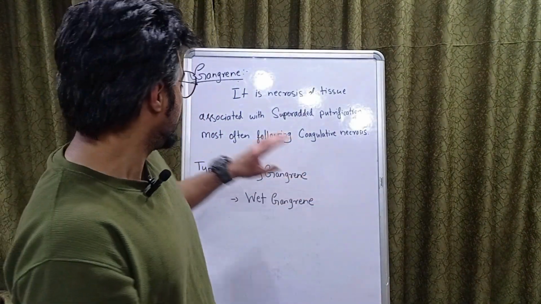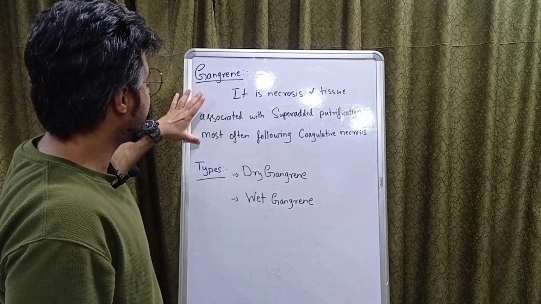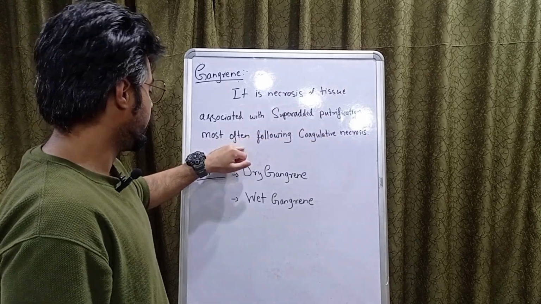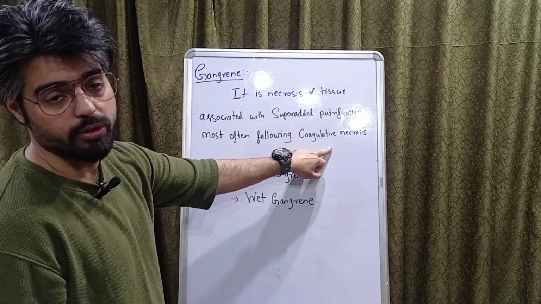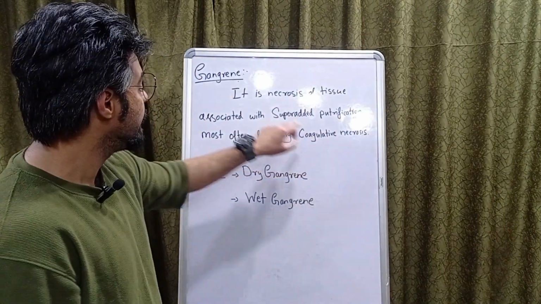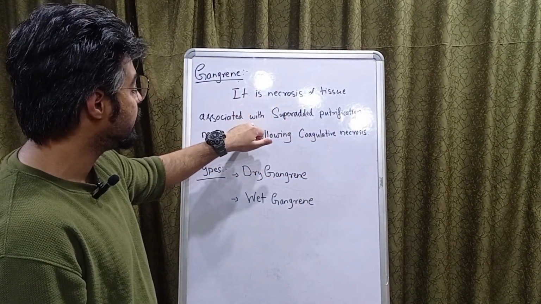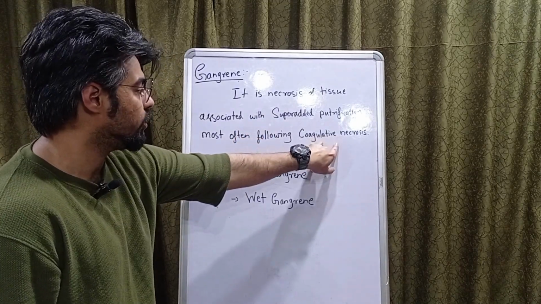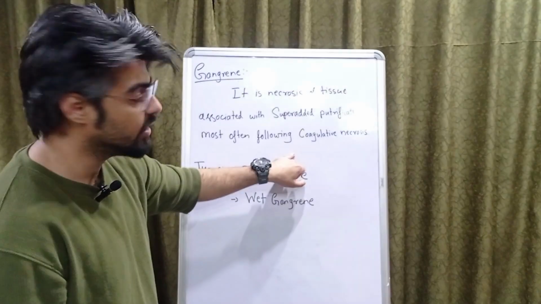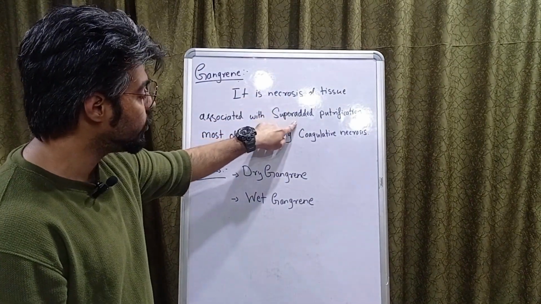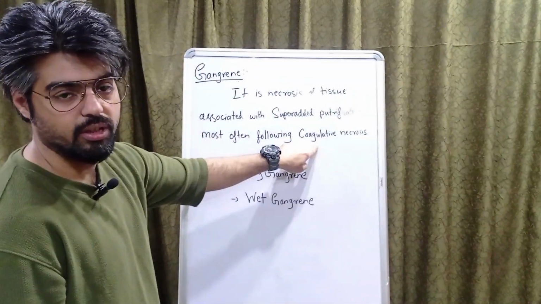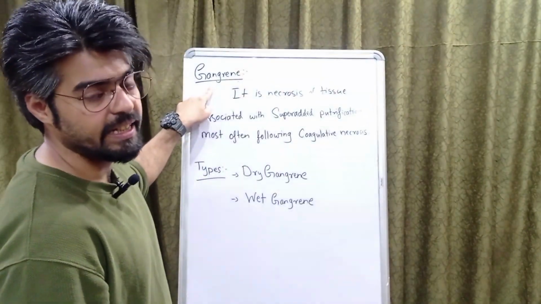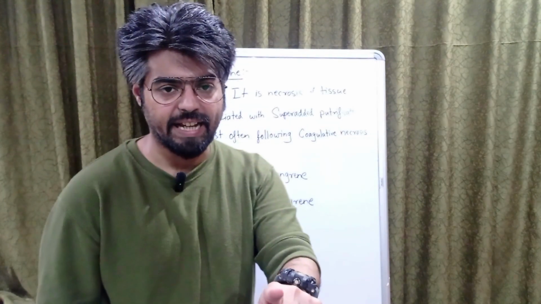So let's come to a bit of definition. It is a necrosis of the tissue that is associated with saprophytic putrefaction, most often following coagulative necrosis. Repeating once again, it is the necrosis of the tissue associated with saprophytic putrefaction, most often following coagulative necrosis. So three things occur in it: necrosis, saprophytic putrefaction, and coagulative necrosis. All these three processes form gangrene. All right. Next, coming to the types of gangrene.